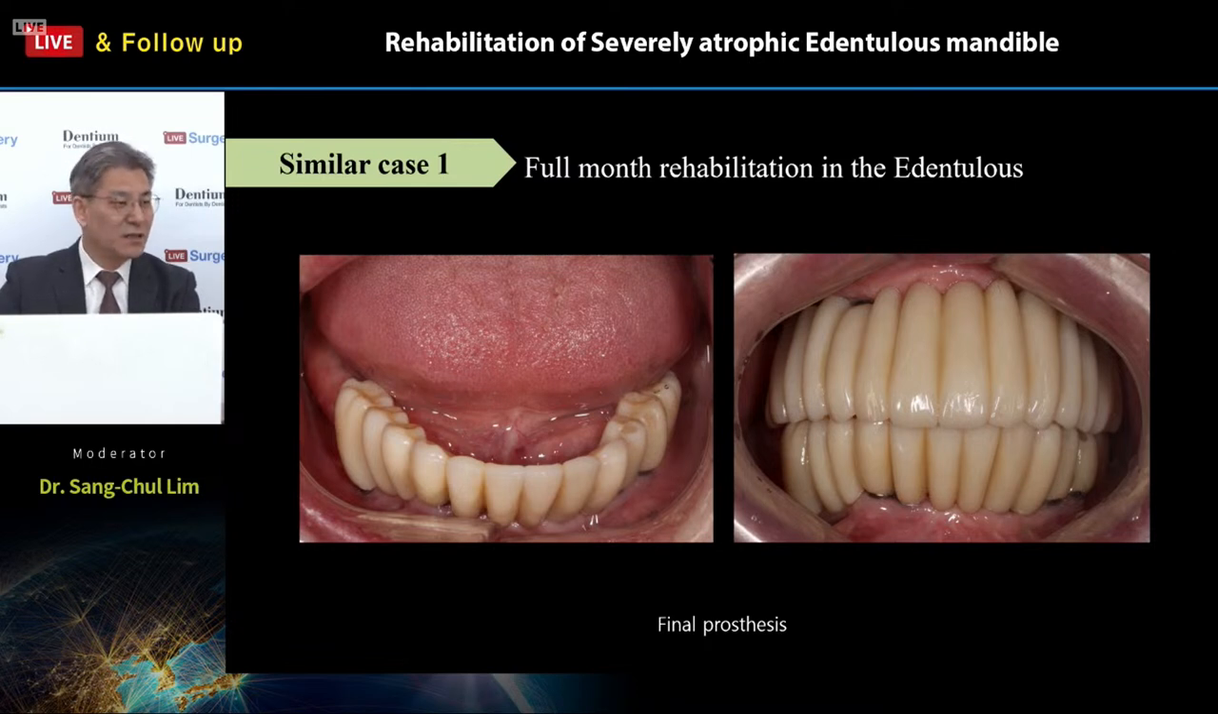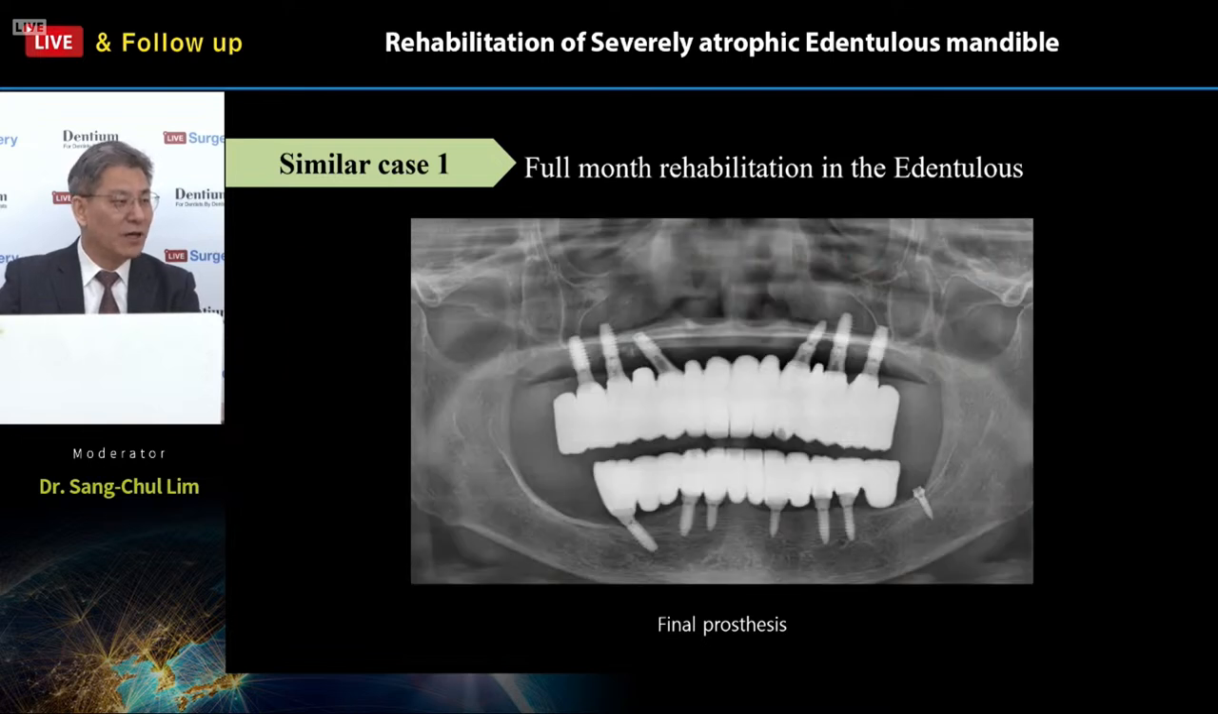What about this prosthetic style? Actually, the function was good. The patient was happy. However, the aesthetics are compromised, especially with the upper and lower jaw having a higher vertical relation. Okay, this one is the final restoration's panoramic view. The implants are installed at a somewhat extreme angle. The small length, small diameter, and short length implants supported the final fixed restoration on the lower jaw.